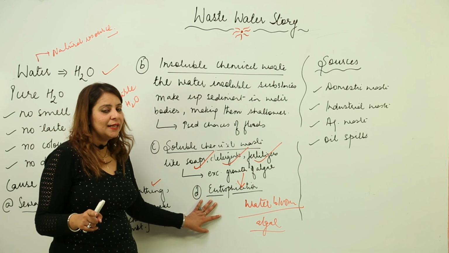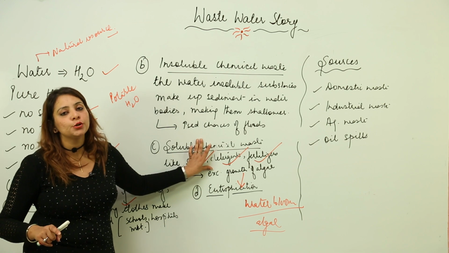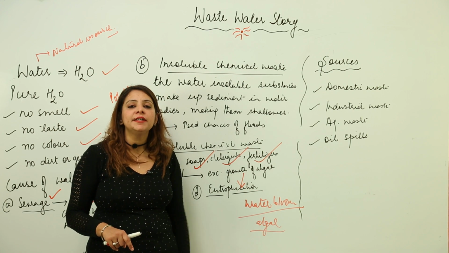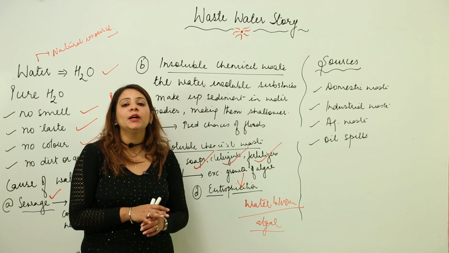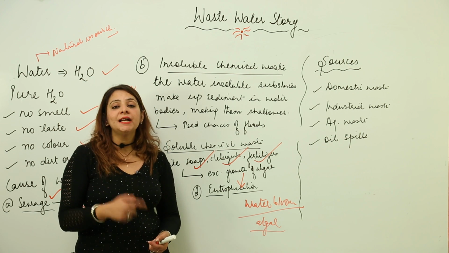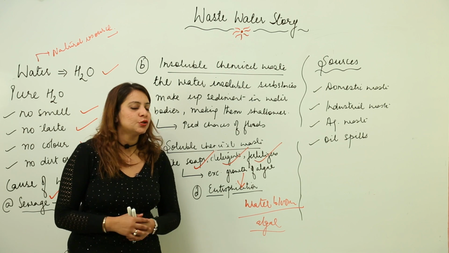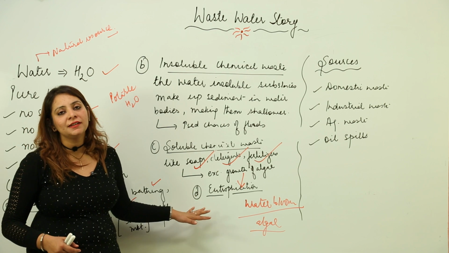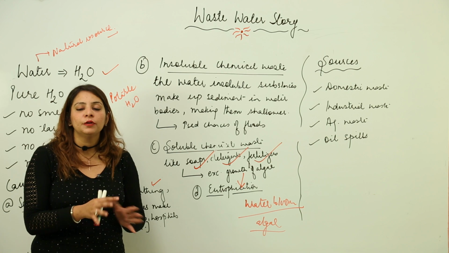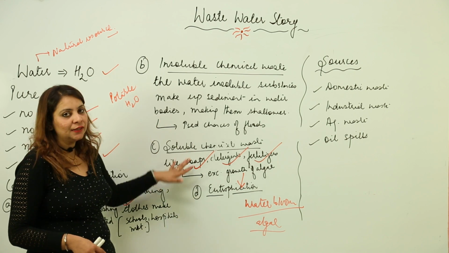If you get a question like that, you need to write: excessive disposal of soluble chemical waste into a water body leads to water bloom, that is excess growth of algae. As a result, the dissolved oxygen level falls down and aquatic life also suffers because they don't get oxygen for respiration, and that is the reason they start dying. So this is eutrophication. These are the major things present in the water which are making the water from pure to impure.